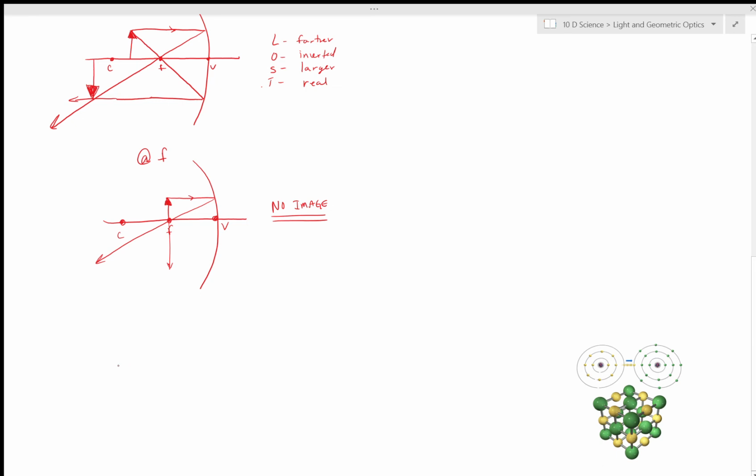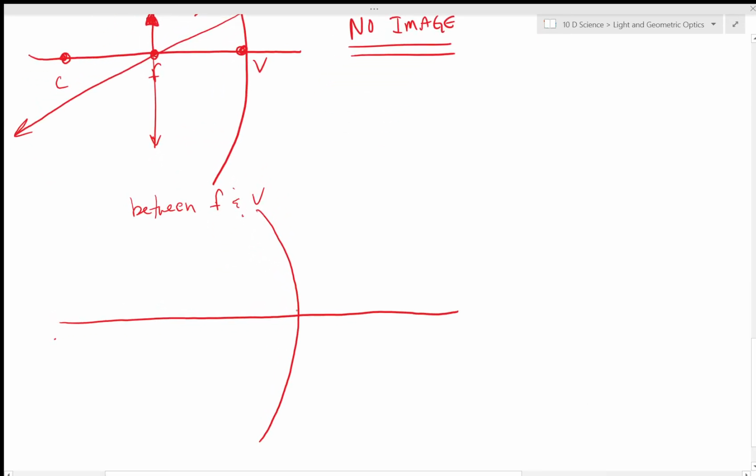I'd like you to extend the principal axis further to the right. I know in the other diagrams up above, I've been drawing them with the principal axis, the mirror crossing closer to the right-hand side. Put the mirror closer to the center. So here I'm going to draw out my diagram here. Now, this one, you can already imagine where it's going to be. This one's going to be between F and V.